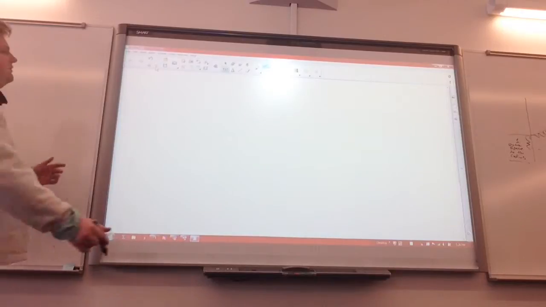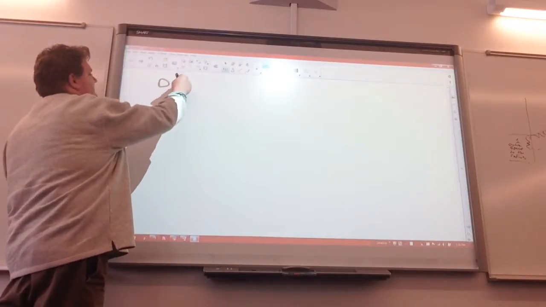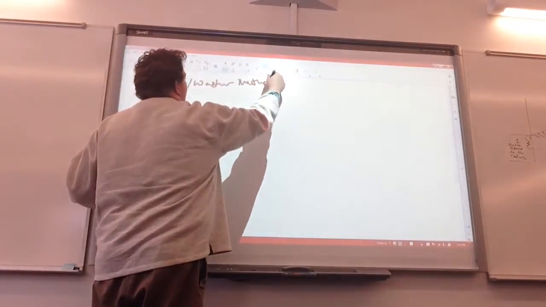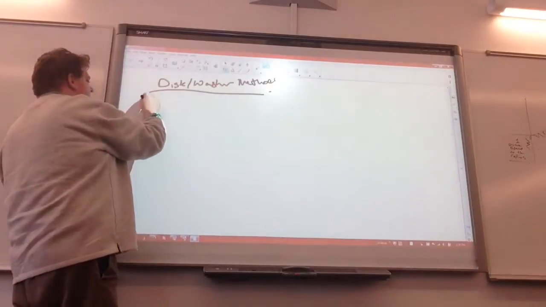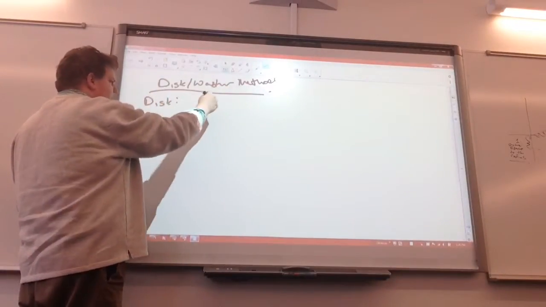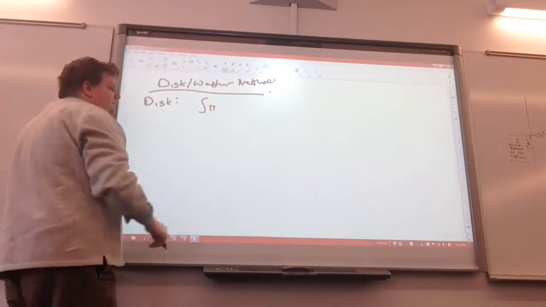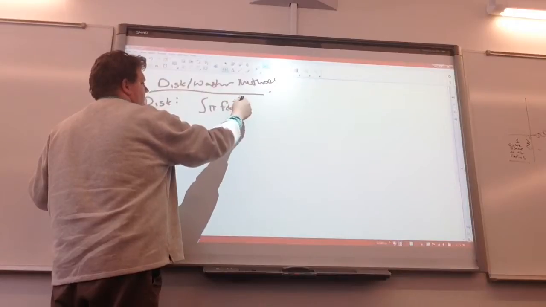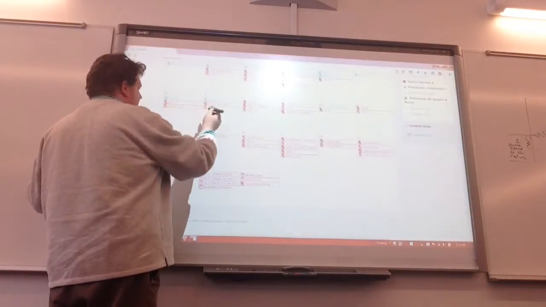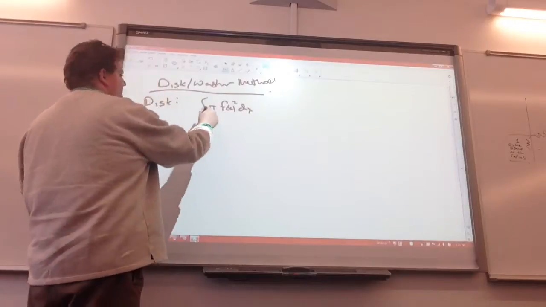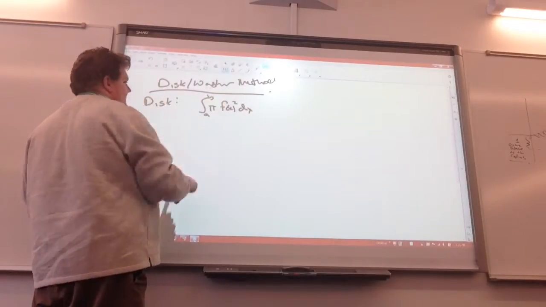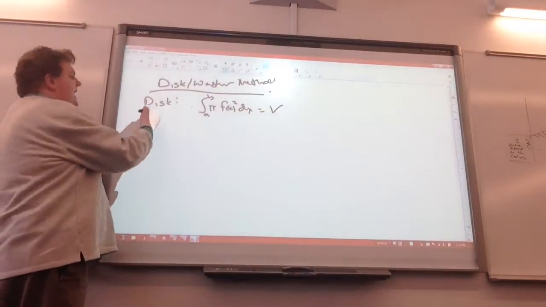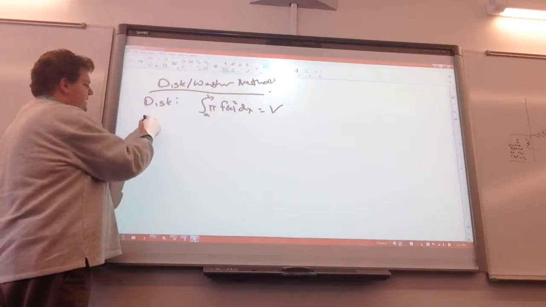Pi r squared. So remember, the disk method is taking that pi r squared, but instead of r, we're going to use f of x, our function. And we're integrating it from wherever we start the system to wherever we end it. And that basically is what the volume is equal to, whatever that interval is. And that's the disk method.